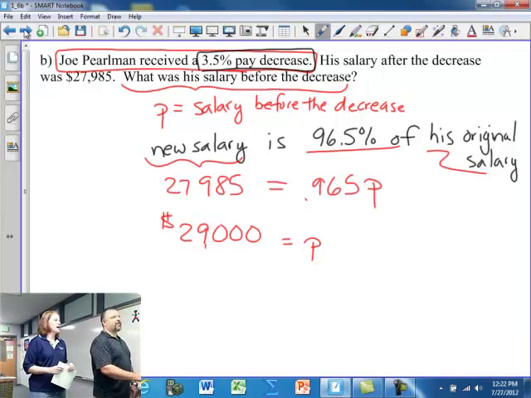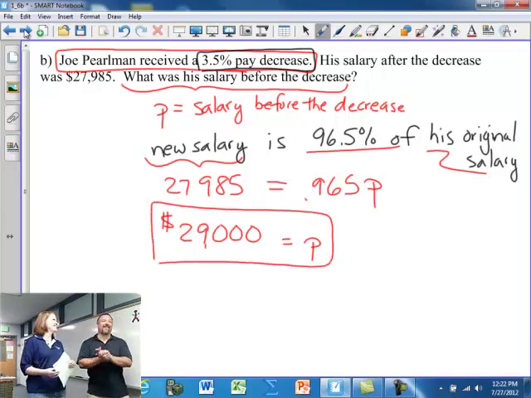So he wasn't making that much anyway, and then he had to take a pay cut. Poor guy. Bummer. Must be a teacher. I bet he didn't do his homework.